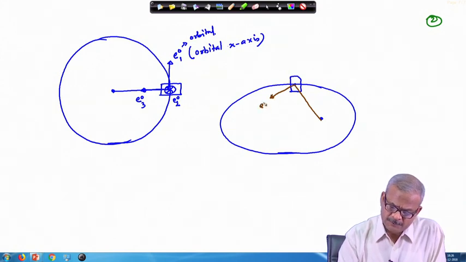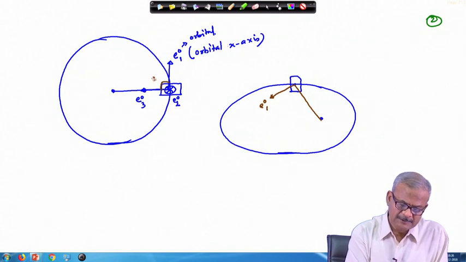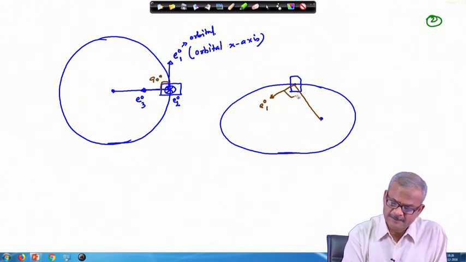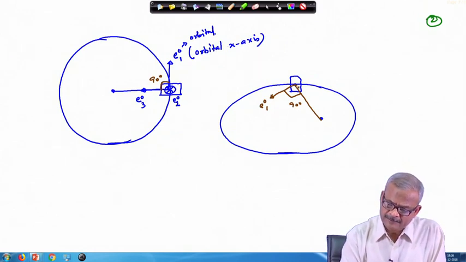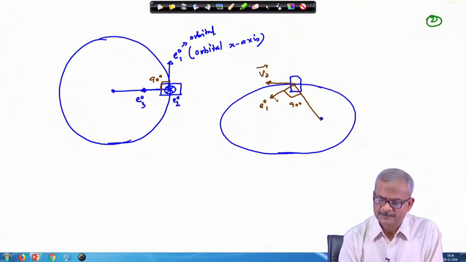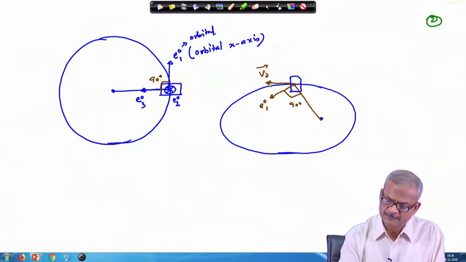So, we will choose E01 along this direction. This angle is a perpendicular, this will be 90 degrees. The velocity vector V0 will be tangent to this ellipse. The velocity vector is always tangent to the trajectory. So, V0 is here in this direction. E1 along this direction, this is the center of the earth, we can write this as EC, earth center.